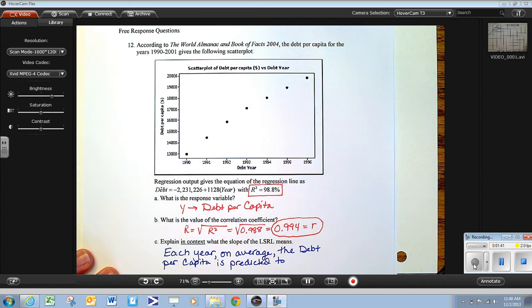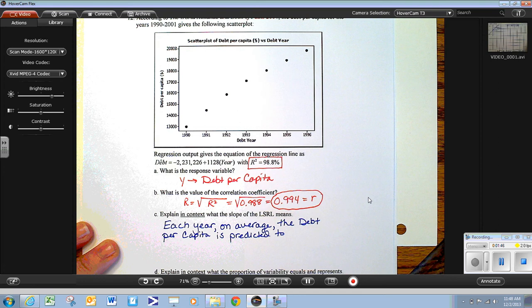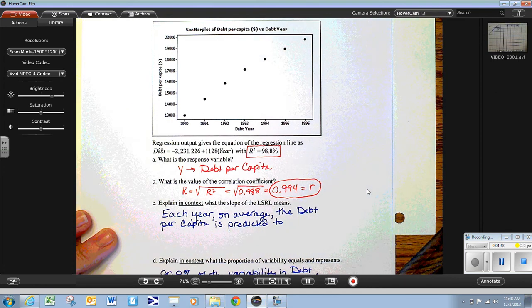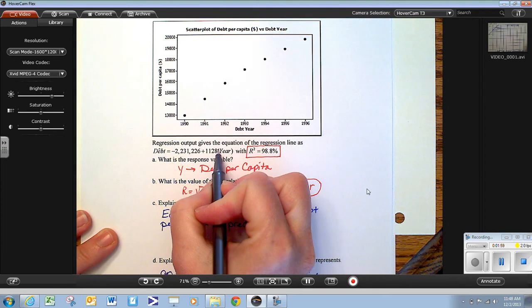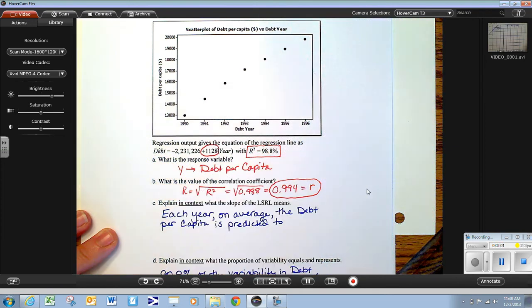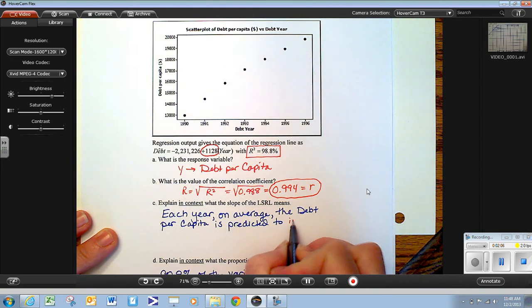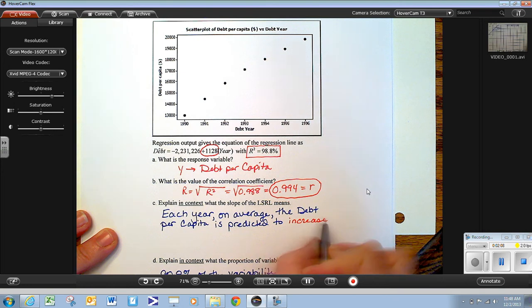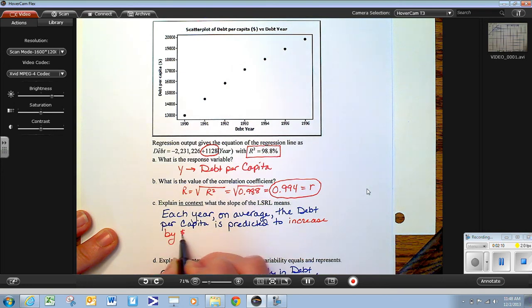Letter C, explain in context what the slope of the least squares regression line means. So I've started my statement here to say each year, on average, and that's a key piece because it is calculated from the means of both variables, the debt per capita is predicted to... Well, we need to find that slope. That slope value is right here, positive 1,128. So it is predicted to increase, here's the positive part, by 1,128 per year.